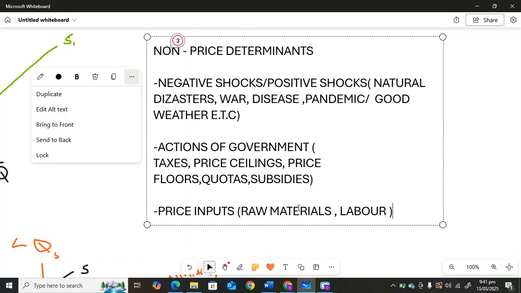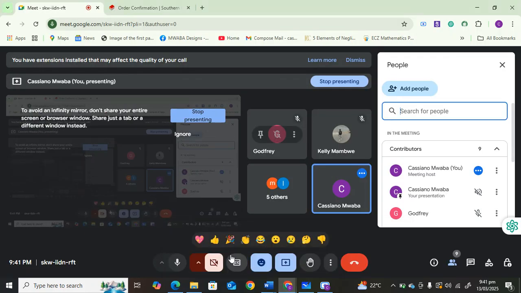Price of inputs, raw materials, and labor. If you produce mealie meal and the price of maize goes up, it means you buy less maize, and when you buy less maize, that will translate to less production. If the price of maize goes down, it means you can buy more maize. When you buy more maize, you can produce more meal. So the price of raw materials also can affect supply.